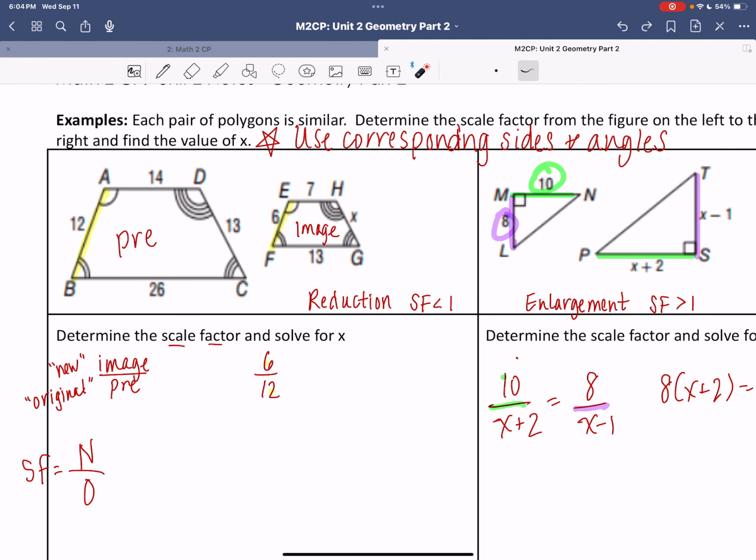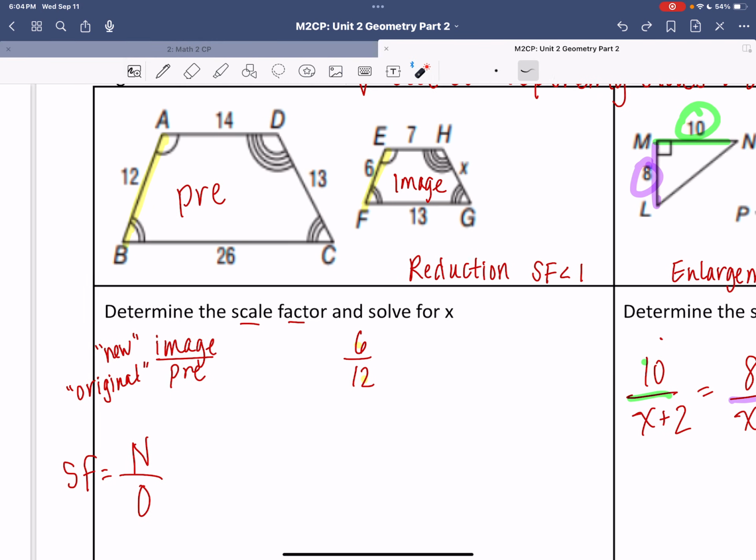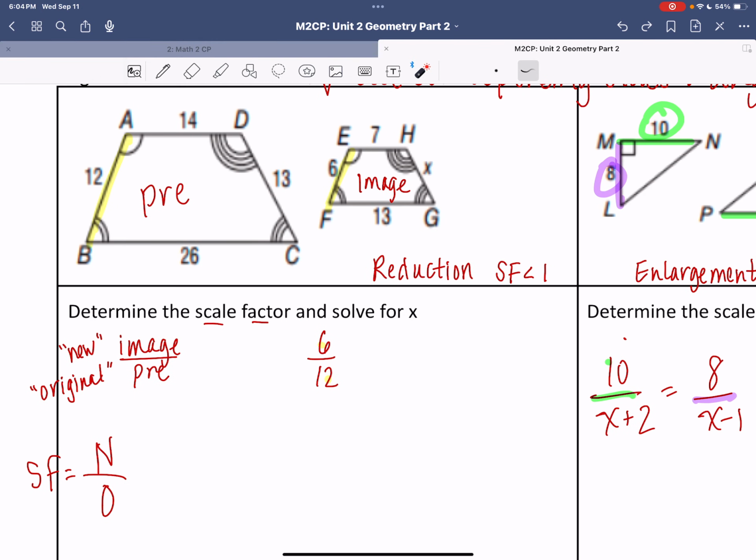So very important, it says each pair of polygons is similar, determine the scale factor. So you're basically finding what proportion you are multiplying by to figure out if it's proportional. So it's very important you use corresponding sides and angles. So let's get started with this one. Now this is the first one, this will be the pre-image, and this one is the new. So that's the image. All right, I want you to determine the scale factor and solve for x.